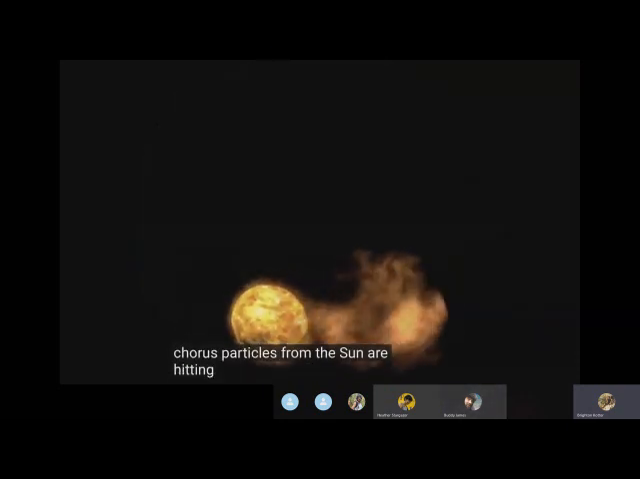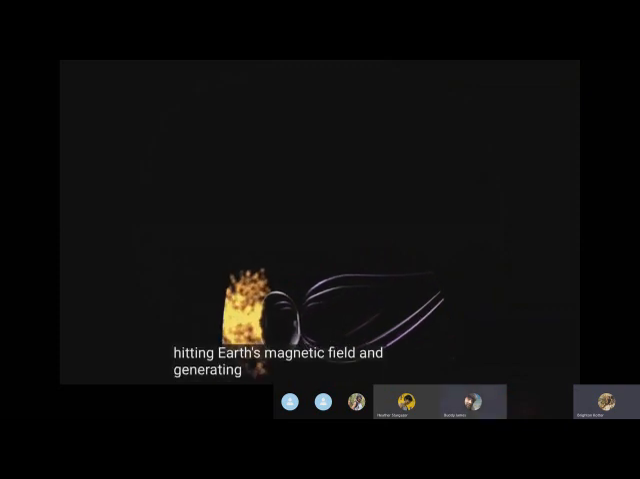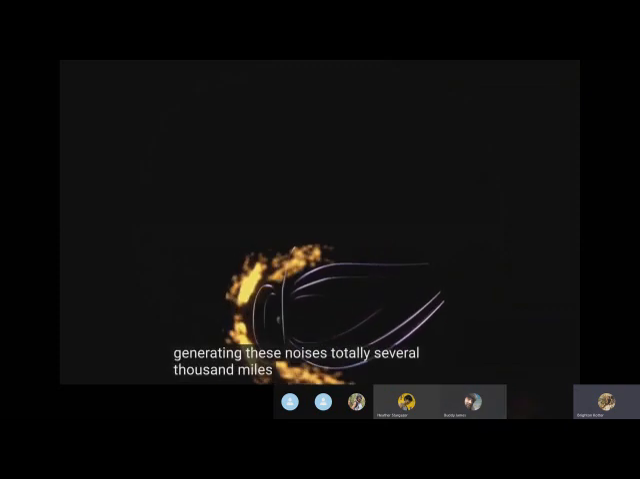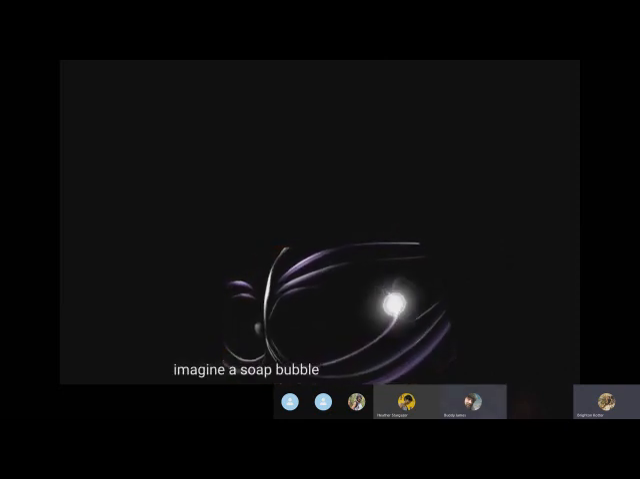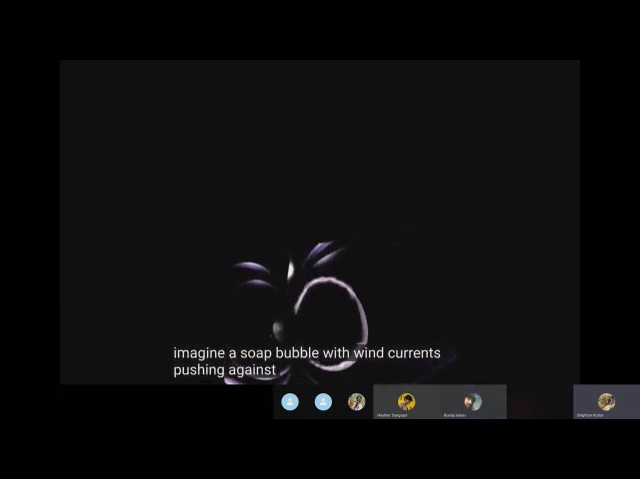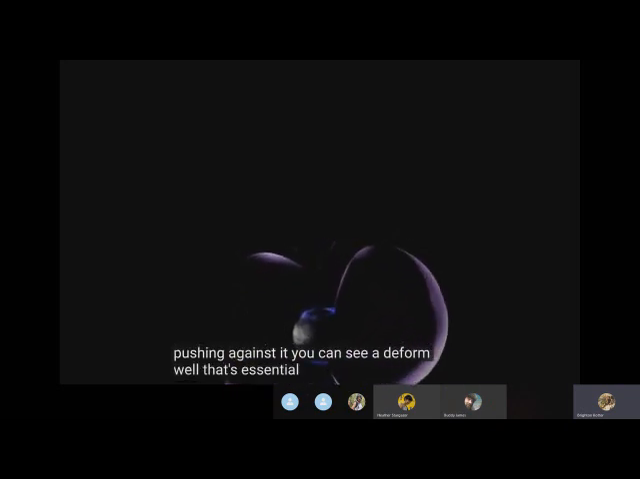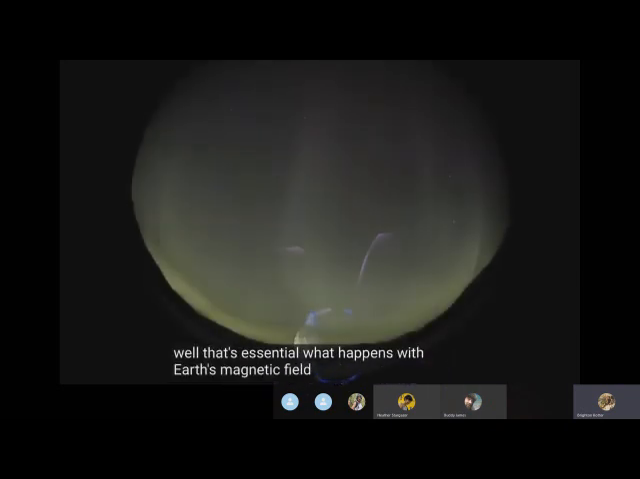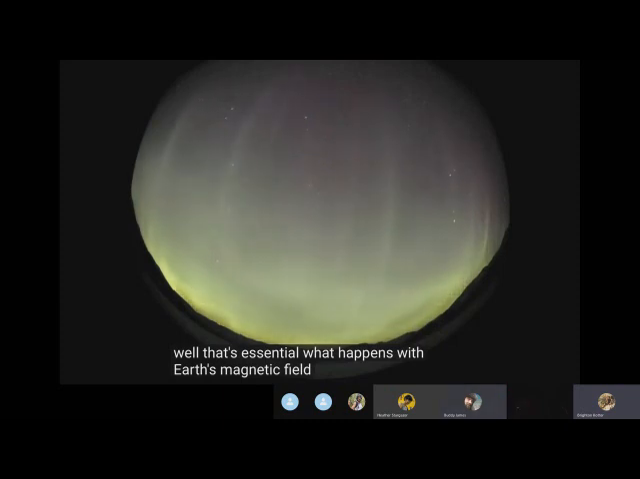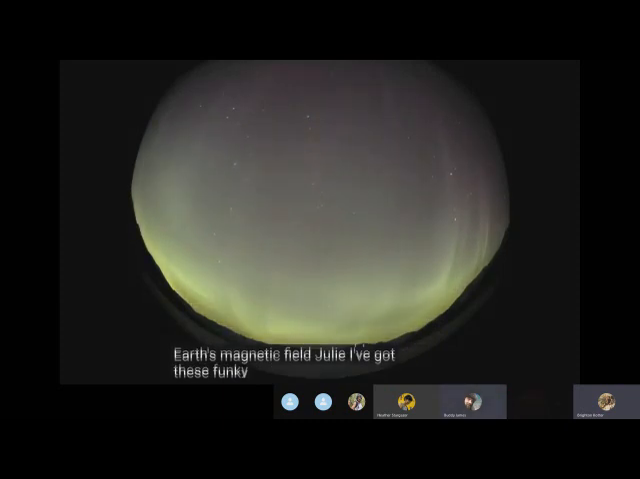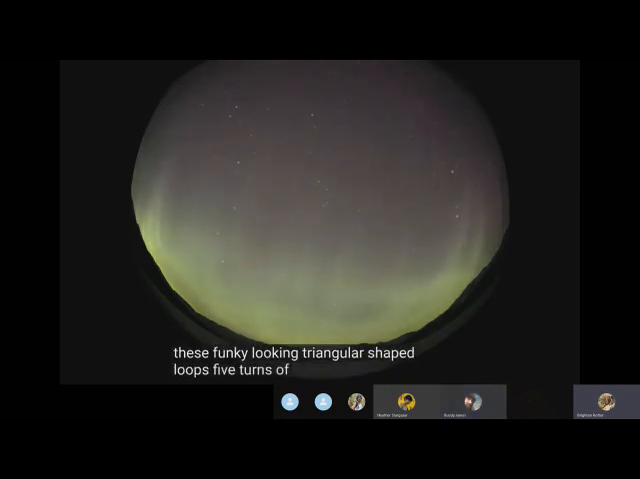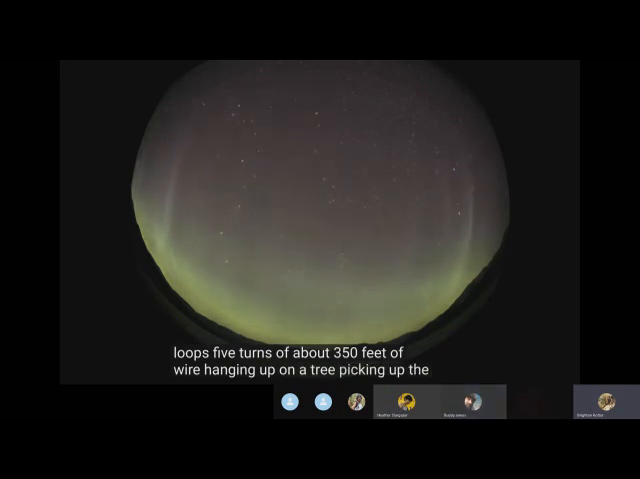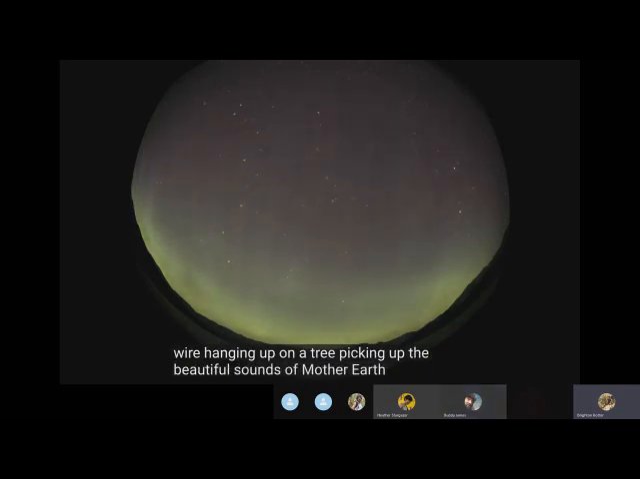Particles from the sun are hitting Earth's magnetic field and generating these noises, probably several thousand miles out in space. Imagine a soap bubble with wind currents pushing against it. You can see it deform. Well, that's essentially what happens with Earth's magnetic field. So yeah, I've got these funky-looking triangular-shaped loops, 5 turns of about 350 feet of wire hanging up on the tree, picking up the beautiful sounds of Mother Earth.